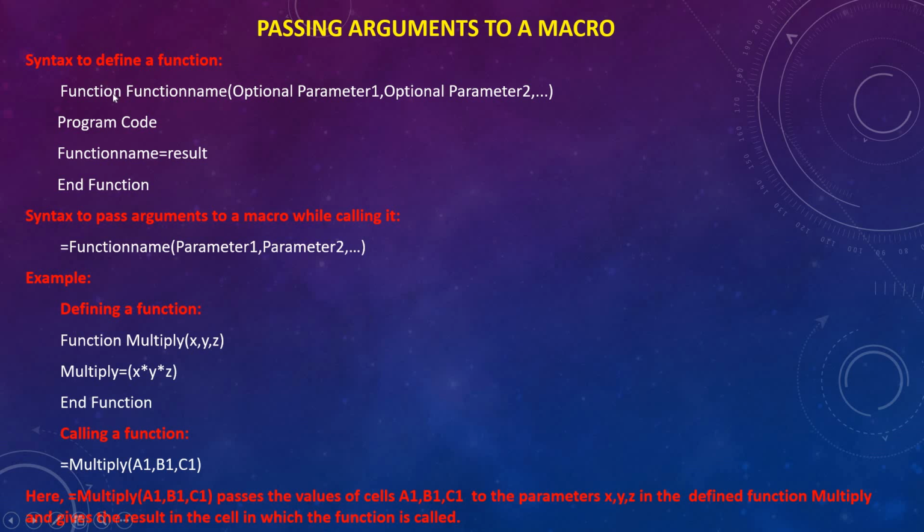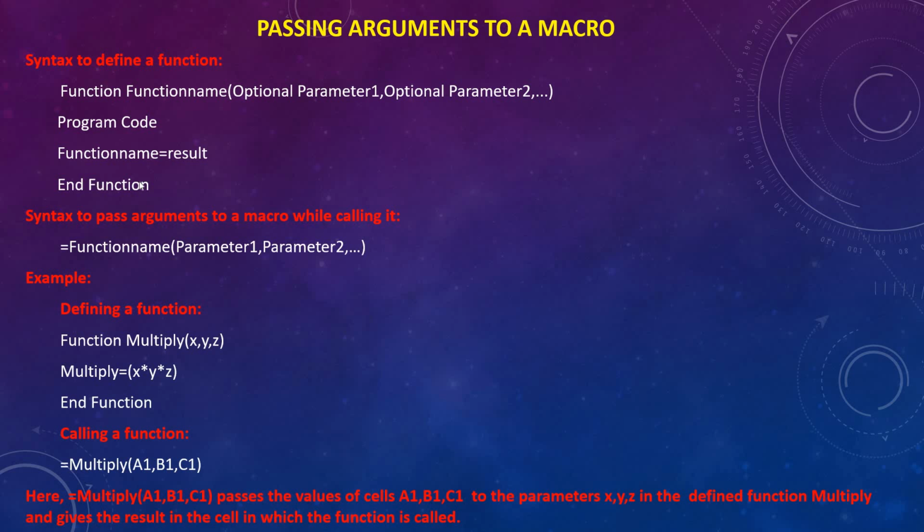To define a function, we have to write the keyword function and then give the function name. It can be any name of your choice, and then we can use the parameters. Any number of parameters can be used, and then we write the program code. In the program code, we write function name is equal to result. This is very important. The function name which is given here is taken as a variable on the left hand side, and the result will be calculated in the function name.